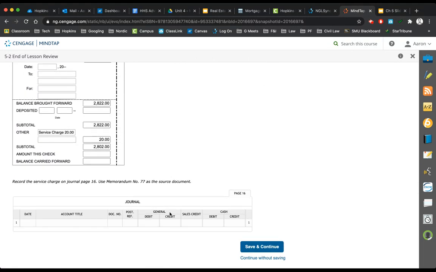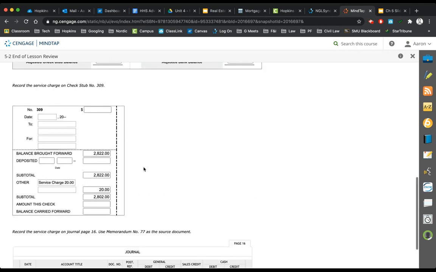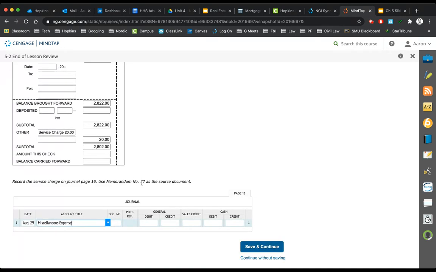Now we are ready to make our journal entry. And so we are recording this on the date of August 29. That account title was miscellaneous expense. We're going to use memo number 77 as our document number. So we're going to write M77. Memo number 77 is the source document number.